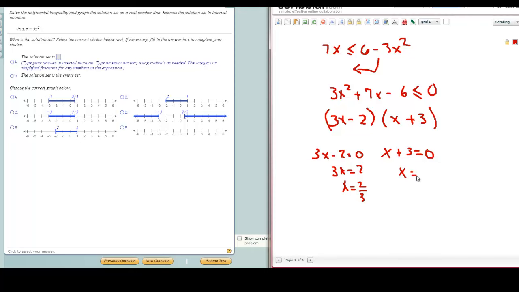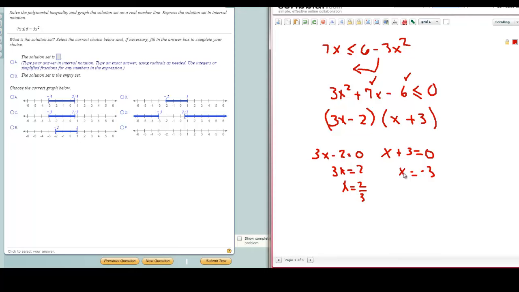All right, let's just verify real quick. 3x times x is 3x squared. 3x times 3 is 9. 2 times x is minus 2x. So 9 and minus 2 give me the positive 7. Negative 2 times positive 3 gives me the negative 6. So we're good. So those actually worked. So these are the possible zeros.